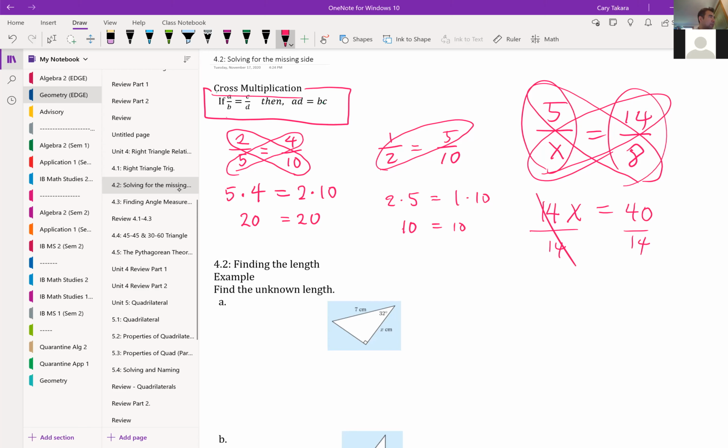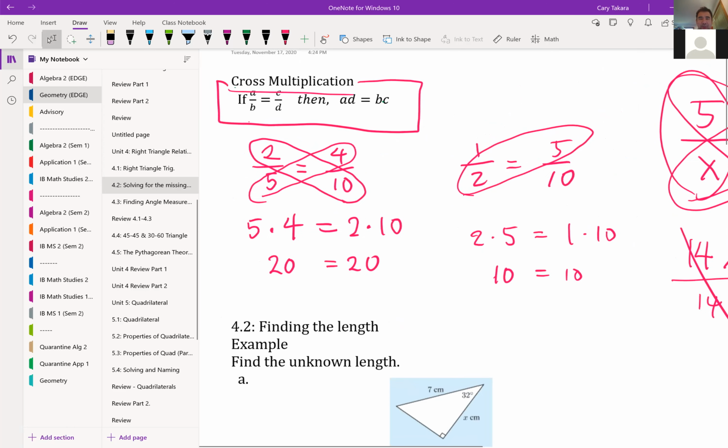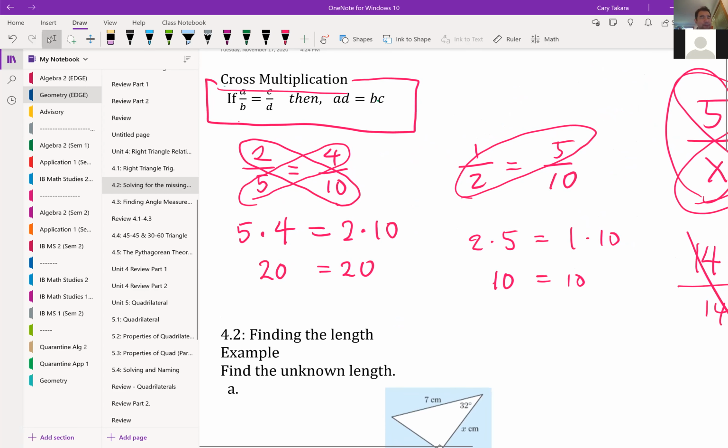Oh, Brad is waiting to get in. All right. So does anybody need more time to write down the cross multiplication part? Yes, okay.